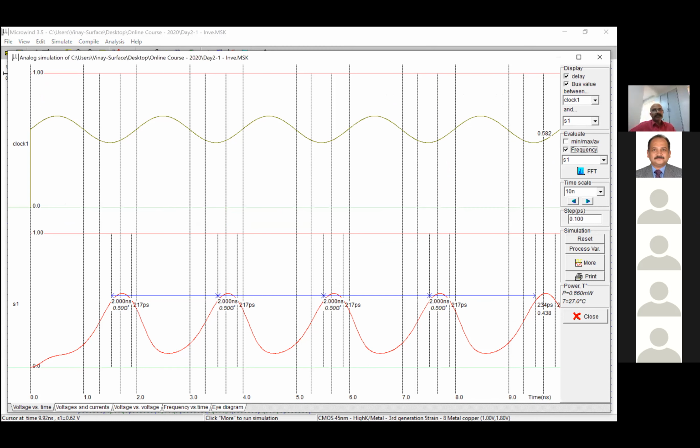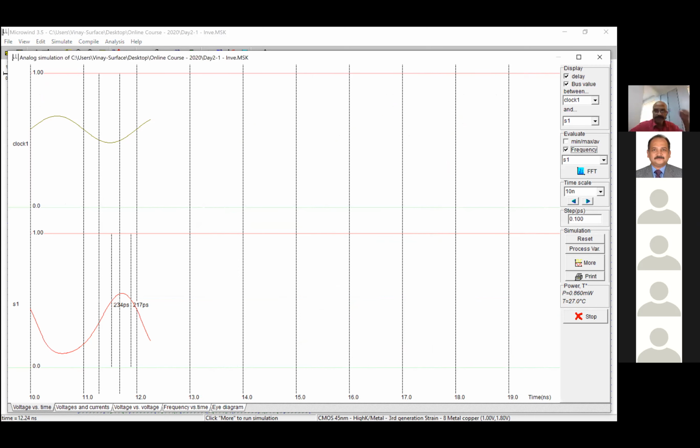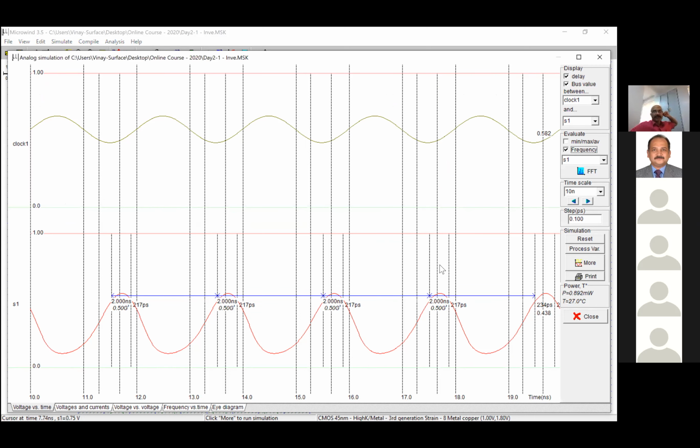How much is the power consumption? It's 0.892. Almost 4 times. So obviously you are looking forward to the known question: why did the power consumption shoot up?